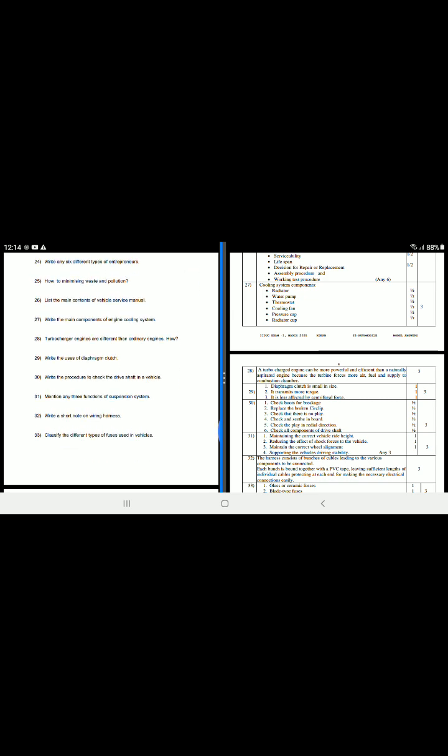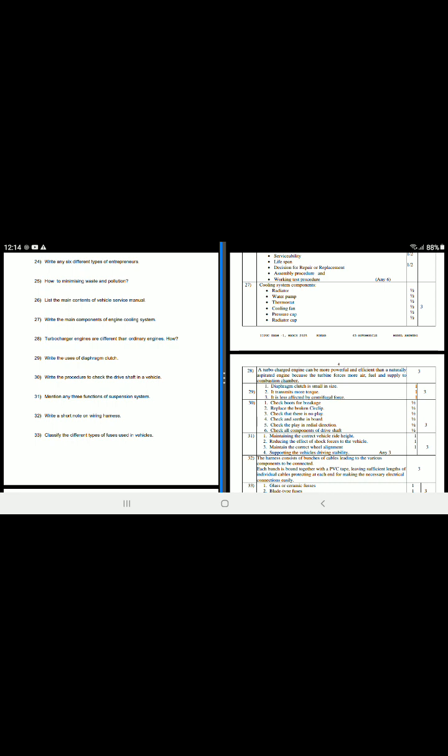Next, 31st question, mention any three functions of suspension system. So maintaining the correct vehicle ride height, reducing the effect of shock force on the vehicle, maintaining the correct wheel alignment, and supporting the vehicle for driving stably. So any three you have to write and explain. Okay.